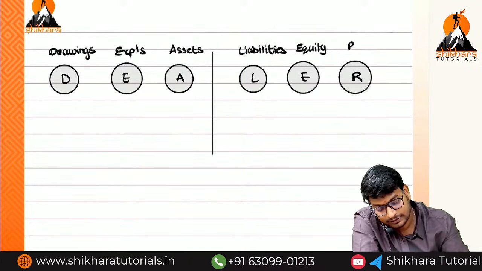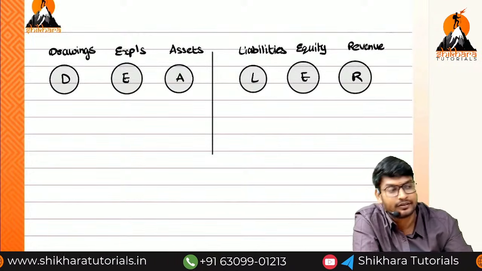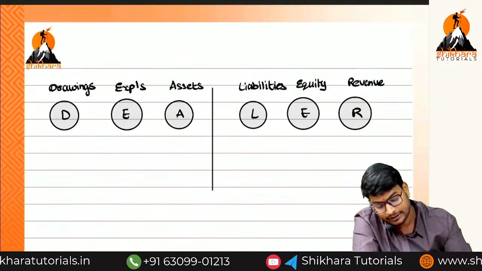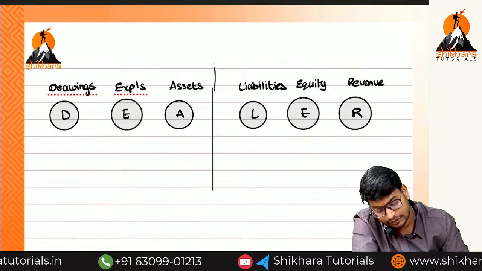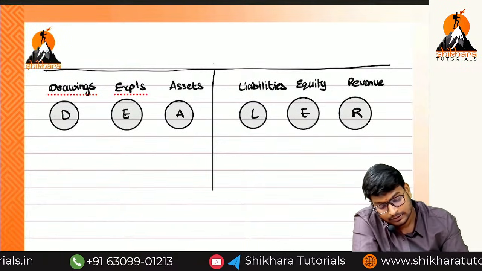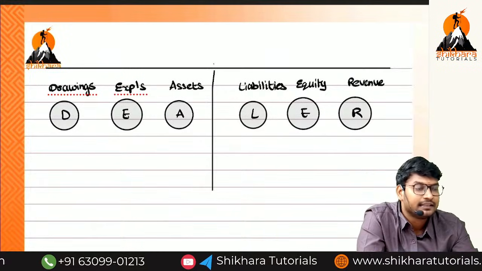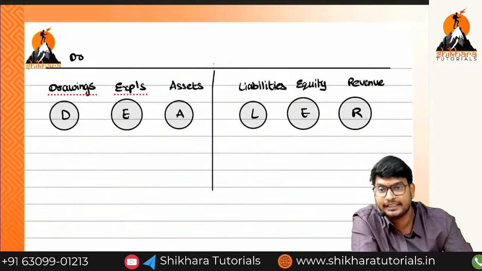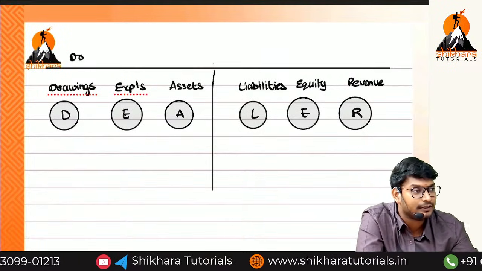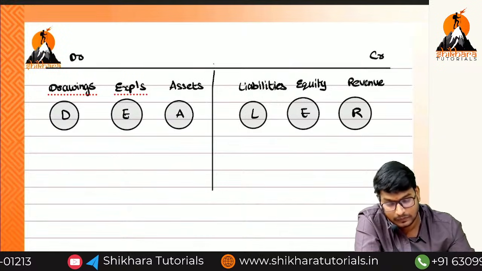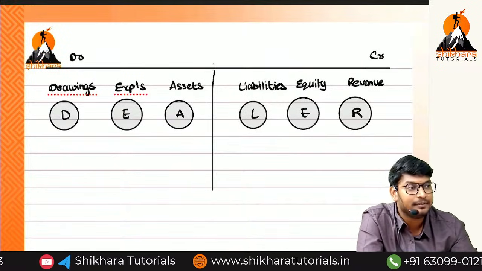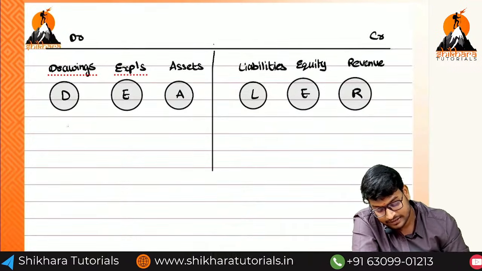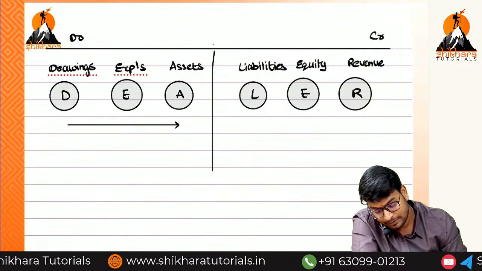R for revenue. What is the meaning of revenue? Nothing but income. So I think you know the T format we have to follow in accounts. Left hand side is debit side, right hand side is credit side. DR for debit, CR for credit. These three are available on the debit side.